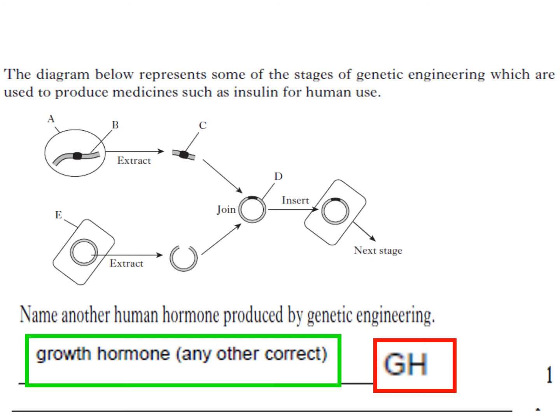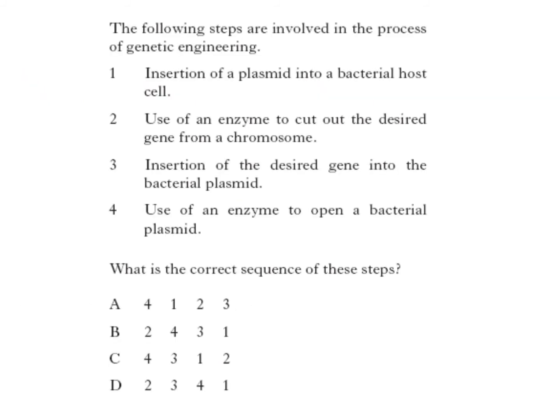So we could have growth hormone, insulin, so any hormone that could be used to help human diseases. The following steps are involved in the process of genetic engineering. What is the correct sequence of these steps? So, use of an enzyme to cut out the gene from a human chromosome. Then use of an enzyme to cut a bacteria plasmid. Insert the gene into the plasmid and insert the plasmid back into the bacteria cell.